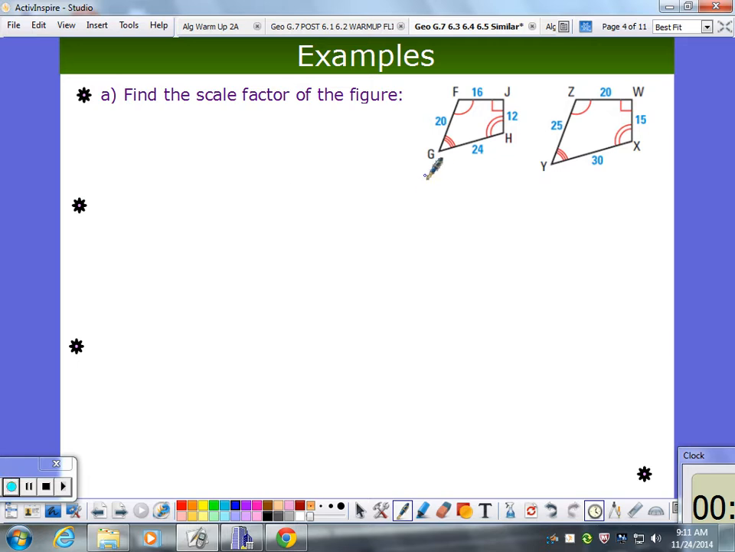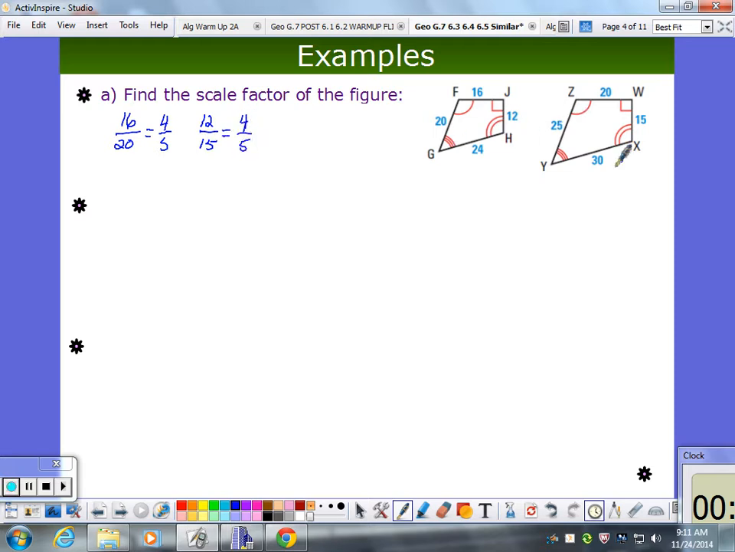So how do I find the scale factor? First of all, where are all the corresponding sides? Luckily, these do have the same orientation. I can tell by the angles. They're all lined up in the same way. So FJ and ZW are corresponding sides, so there's a scale factor. And I can reduce that, which becomes, I want to say, 4/5. I want to check all the sides. All the sides have to have the same scale factor. So JH to WX, that's 12 to 15. Dividing by 3, that's also 4/5, that's good.